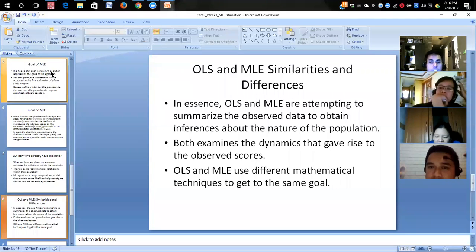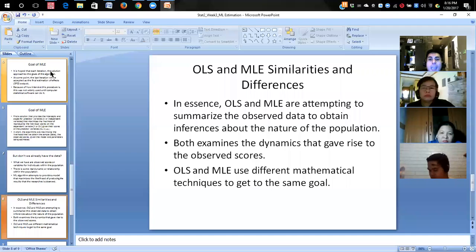So remember, in research, we always have a sample. It's impossible for us to do research on the entire population. So when we do sampling, we have a sampling frame, and we try to get a sample that will best represent the population that we're trying to understand. So what OLS and MLE are attempting to do is summarize the observed data and make inferences about this relationship.